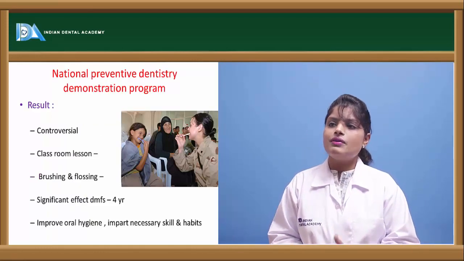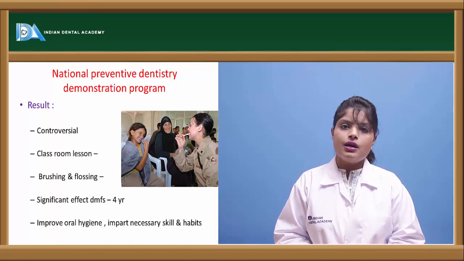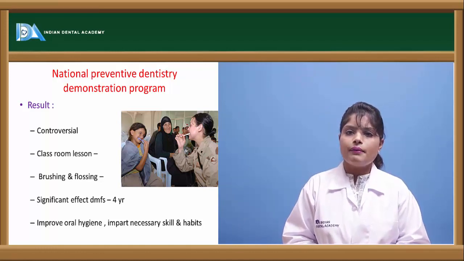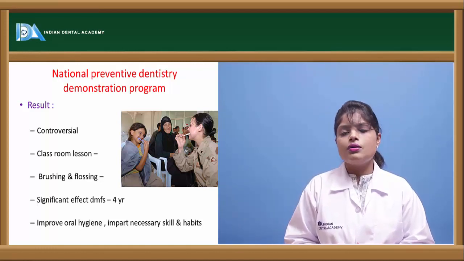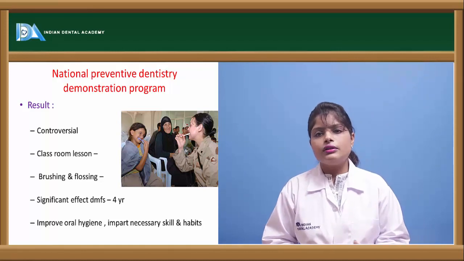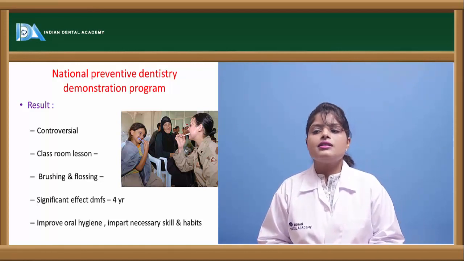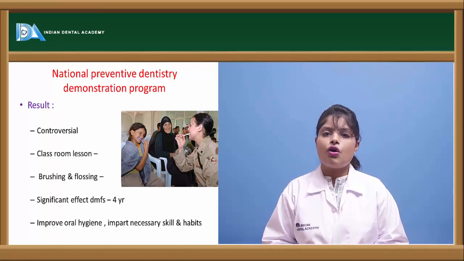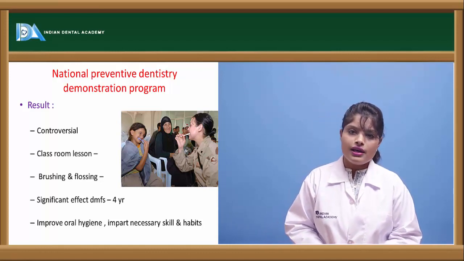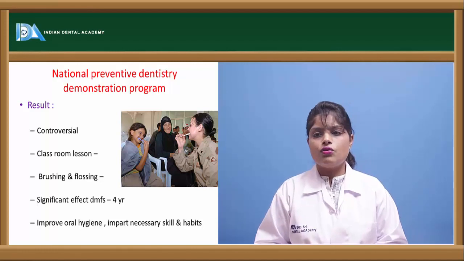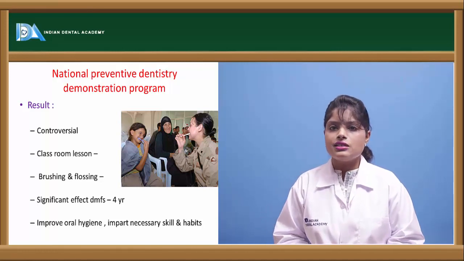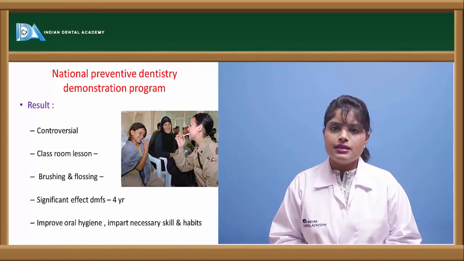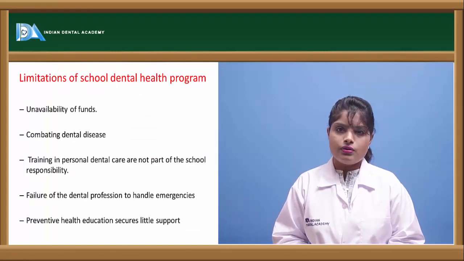Then comes the National Preventive Dentistry Program. It was generally a controversial program. It belongs to a classroom lesson of brushing and flossing of teeth. Significant effects on decayed, missing and filled teeth were found at 4 years of age. It led to improvement in overall hygiene and imparting of the necessary skills and habits to the children.